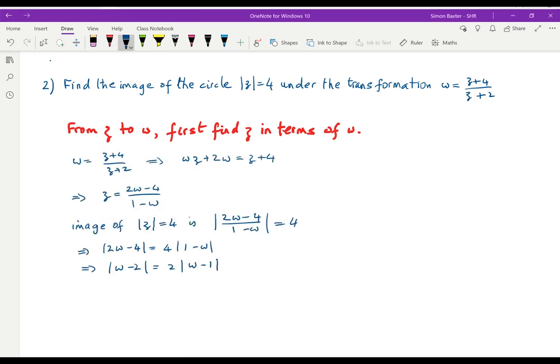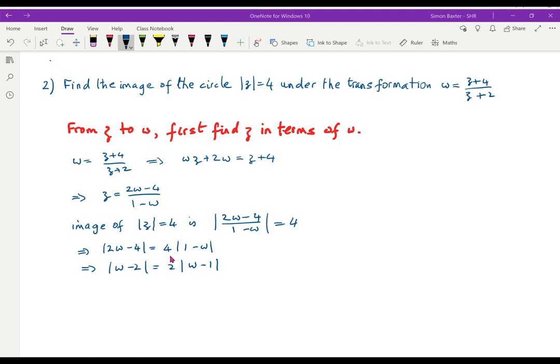Well, I've done this for you. Let's just follow it through. We multiply up by z plus 2. We find z. And we're looking for the image of mod z is 4. The image of mod z is 4 is going to be mod (2w minus 4) over (1 minus w) is 4. This looks very much like the example before, so let's carry on the same sort of way.